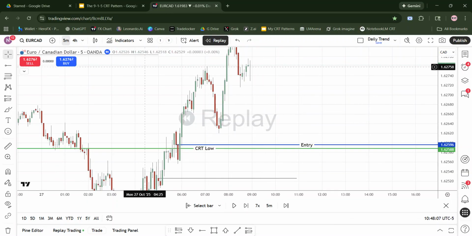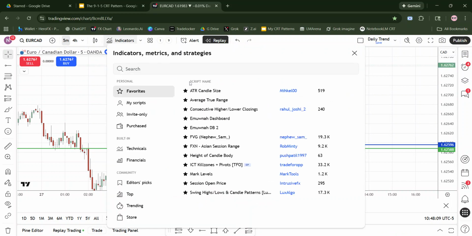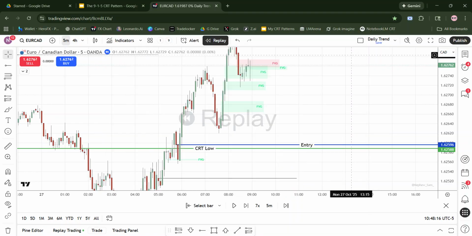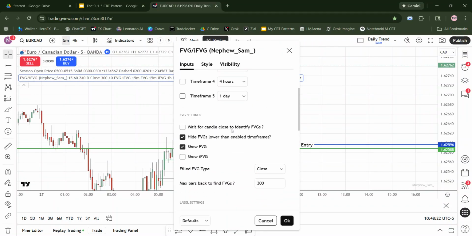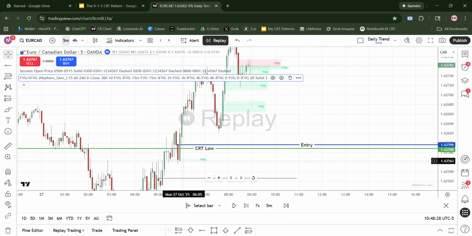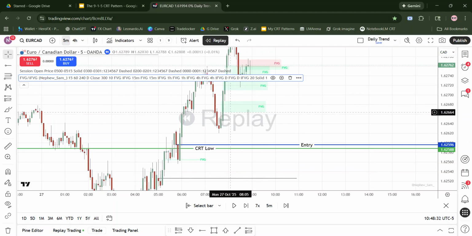Okay, inside the range. If you want to add fair value gaps as well, the fair value gap I use is this one, fair value gap by Nephew Sam. The one thing I would recommend on that setting is that you want it to say wait for candle close to identify the fair value gaps, and be sure you have that highlighted too. But here's one right here, so that's a good sign. We don't get another one until later on. This probably was one right here, but it got filled in.